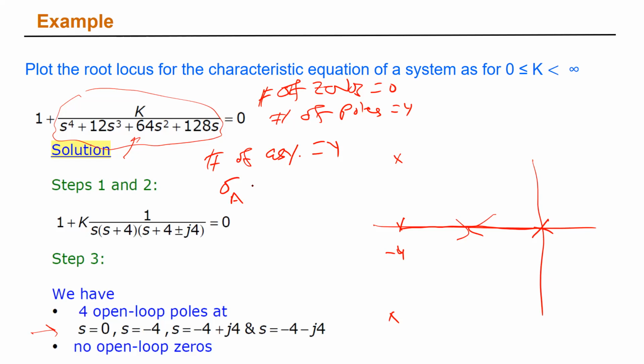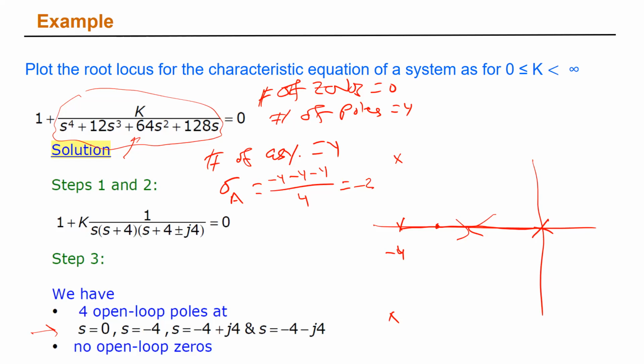So sigma A equals what? The denominator will be 4. The numerator: add them. -0, -4, -4, and the double 4 in here. So -4, -4, -4. I don't have any zero. So this will give me -12 over 4, which is -3. So I will be somewhere in here. This is the location of my asymptotes.